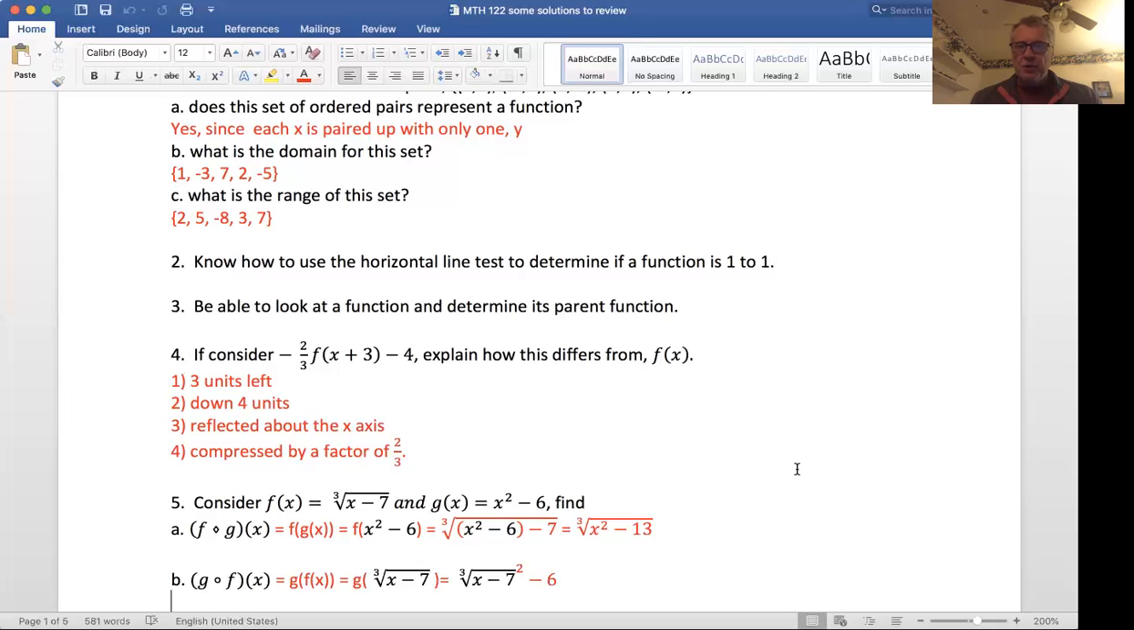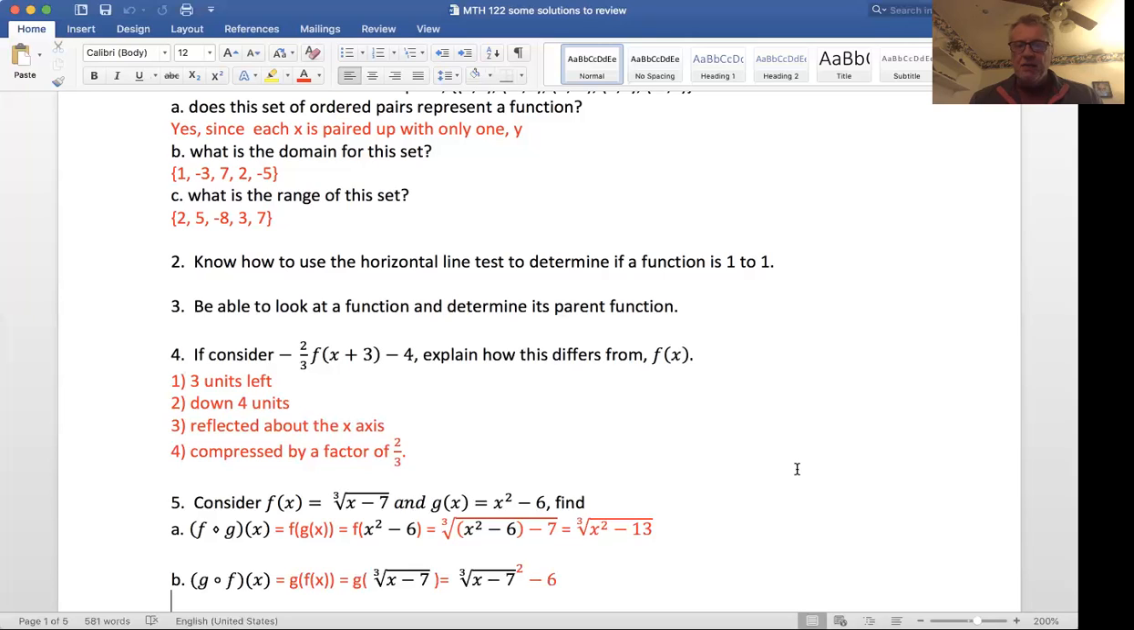You should be able to determine what happens to the parent function. Is it compressed, stretched? Does it move left, right? So on and so forth. So in this case, we have minus 2/3 f of x plus 3, minus 4. The x plus 3 moves it left 3 units. If it was x minus 3, it would move it right 3 units. Since we have a negative 4, it moves everything down.